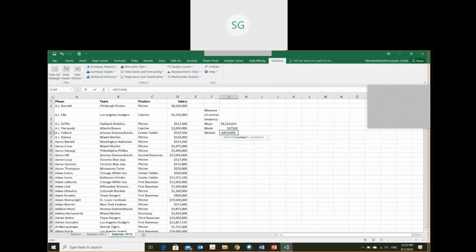And median, which is the middle observation, that equals median. We need to again define the range, D2 through D869. Median value is 1,650,000.